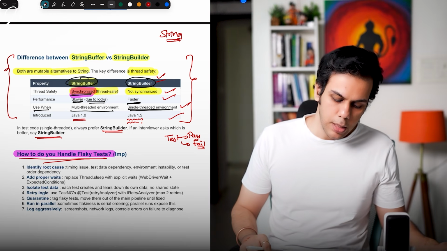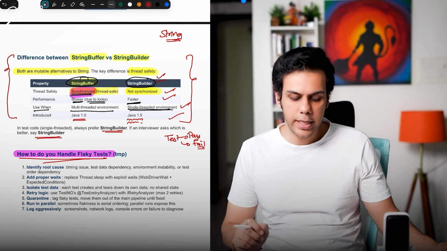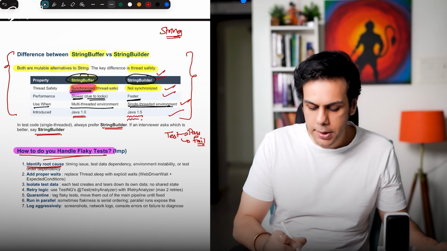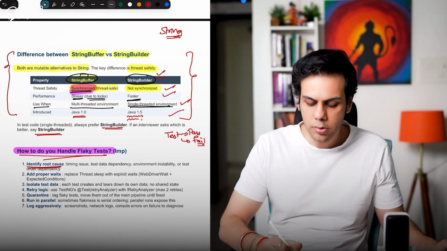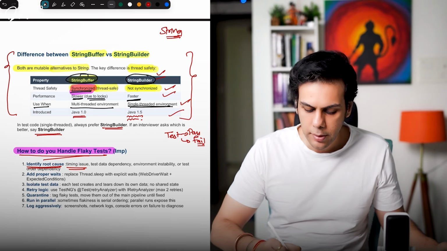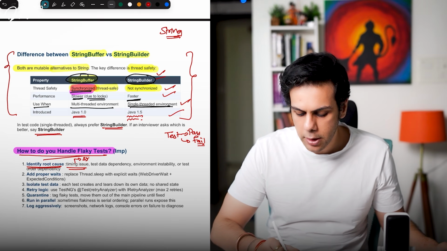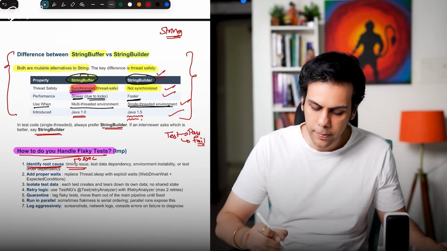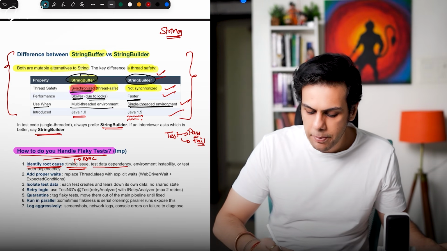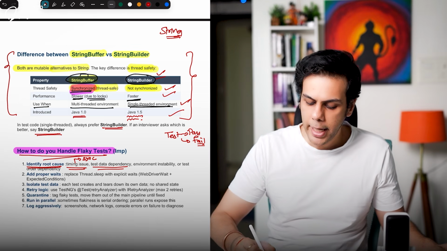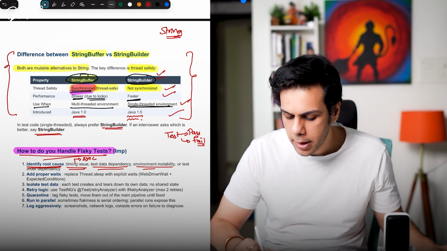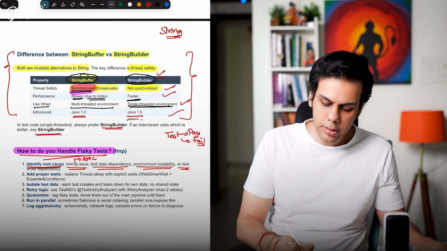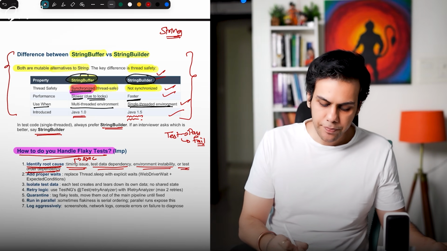If you are going to have any flaky test, the first thing you need to do is identify the root cause. Generally, it's going to be timing issues. When I'm talking about timing issues, I'm talking about the synchronization issue of your Selenium WebDriver code. There can be test data dependency. Environment instability can also be one of the reasons. Or sometimes test order dependency.